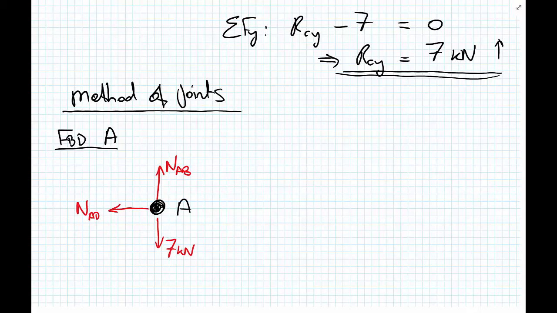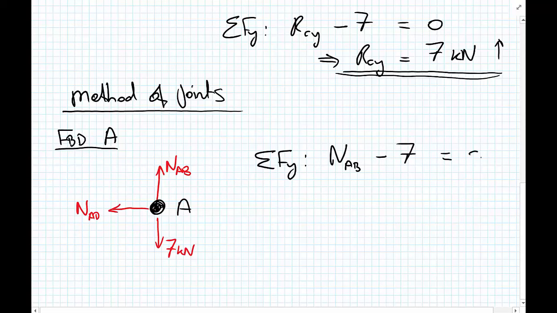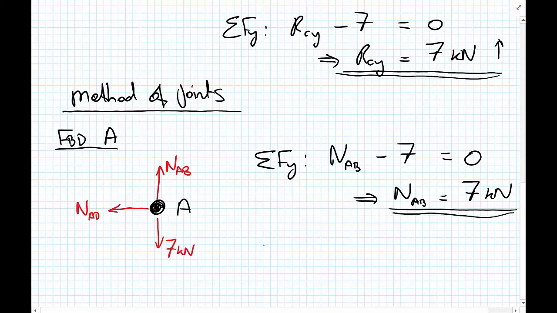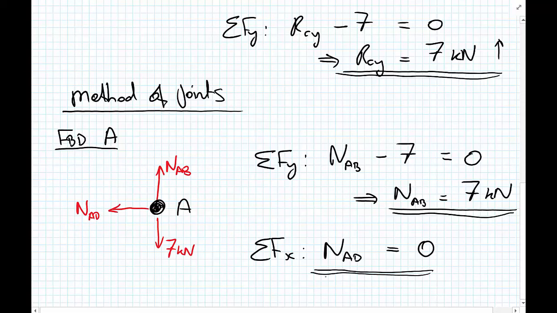So first of all, looking at the sum of the forces in the y direction, we have NAB minus 7 kilonewtons equals zero, and therefore the force in member AB, NAB, is equal to 7 kilonewtons. Looking at the forces in the x direction now, we have NAD, no other forces on there, but it must be equal to zero for equilibrium. So we have a zero force member in the structure.